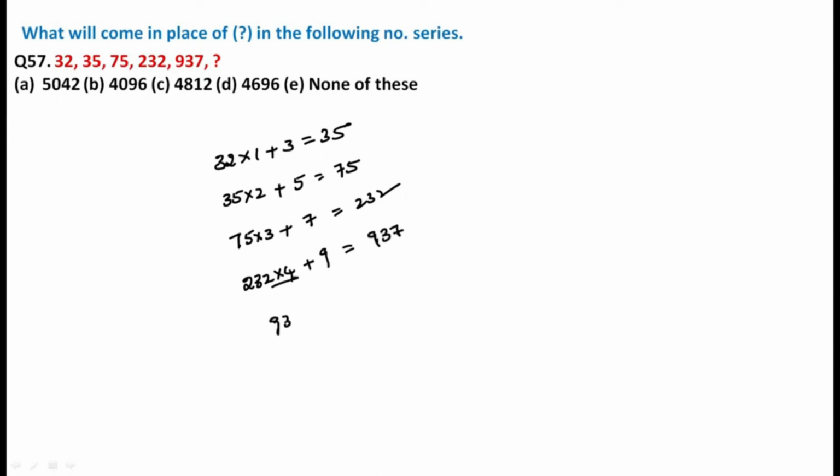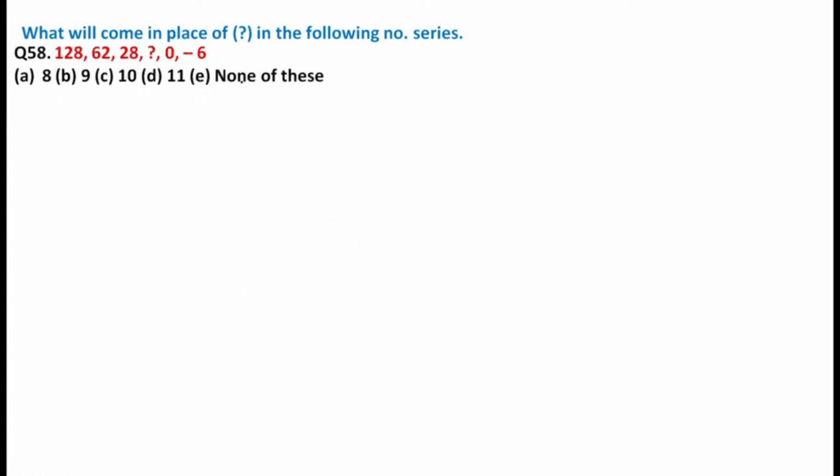Now the final answer. 937 is multiplied by 5, we need to add 11. 7 fives are 35, 3 fives are 15, 15 plus 3 is 18, and 9 fives are 45, plus 1 is 46. We need to add 11. Now the value becomes 4696. Friend, it's 4696, not 4096. Check your calculation.